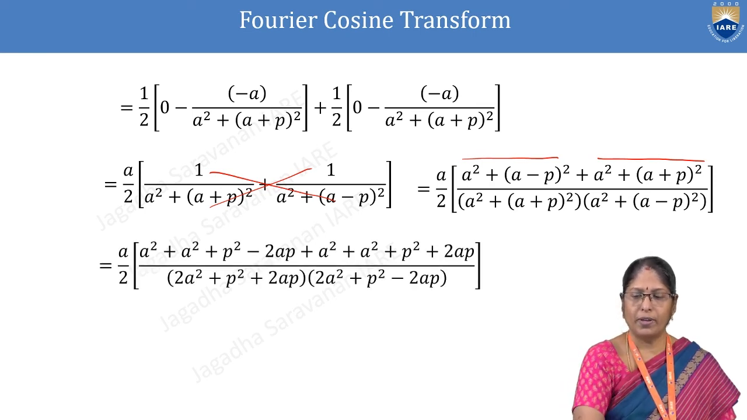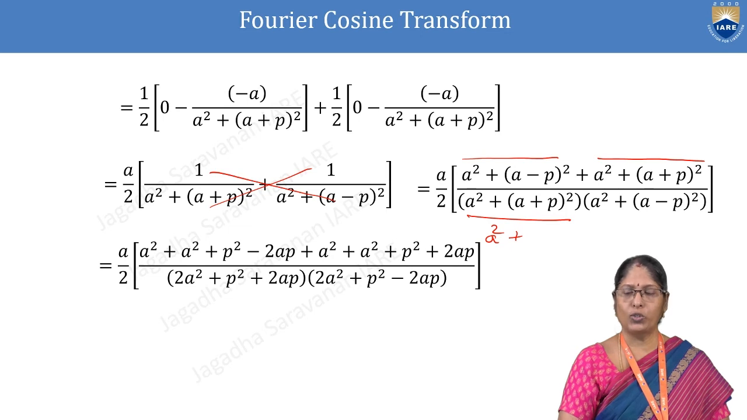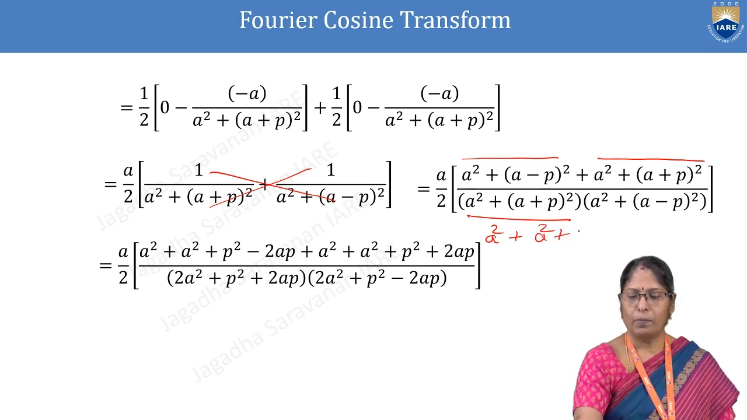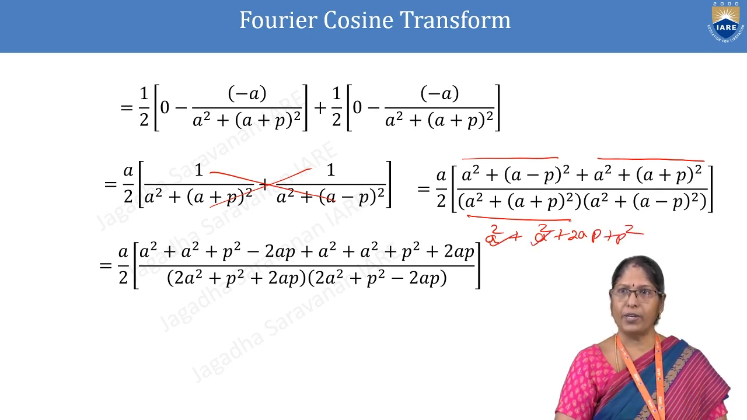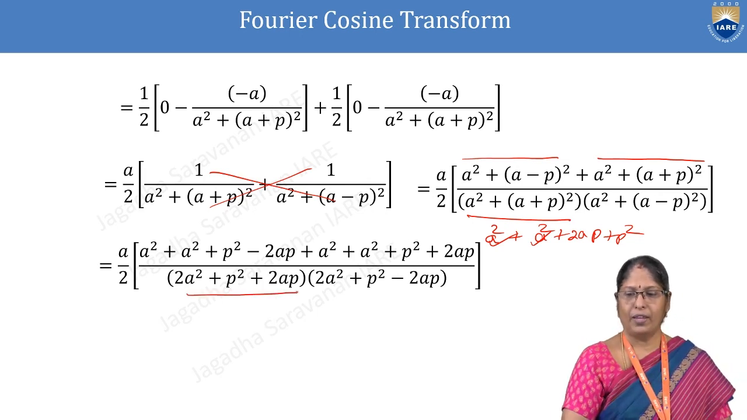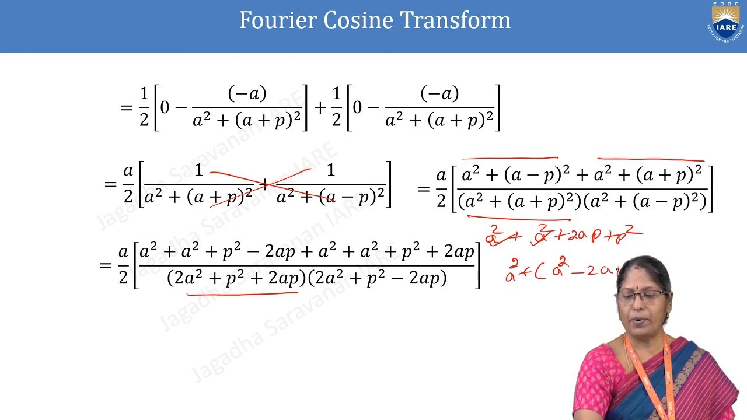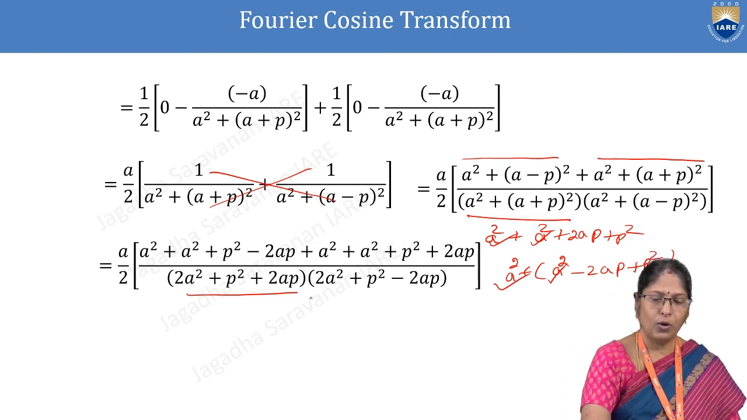The next step, this part a square, we are applying a plus b the whole square: a square plus 2ab, that is our b is p, plus p square. This a square has become 2a square. That is the reason it is written here. Here also the same thing, a square minus 2ap plus p square. This a square has become 2a square.